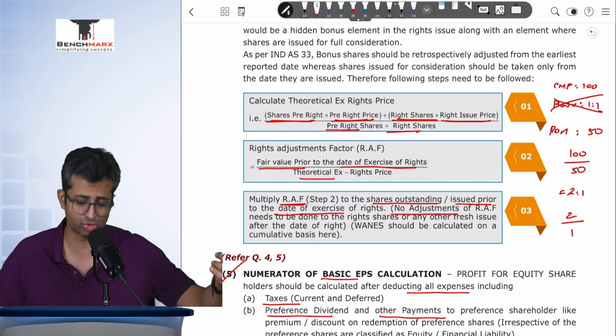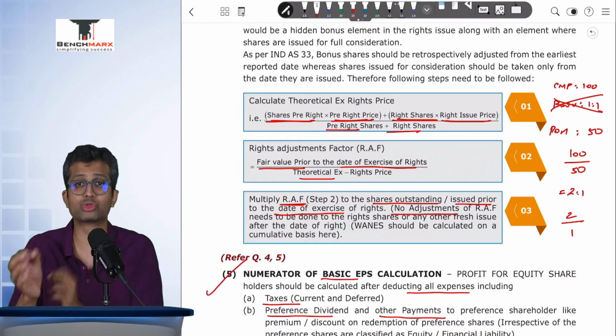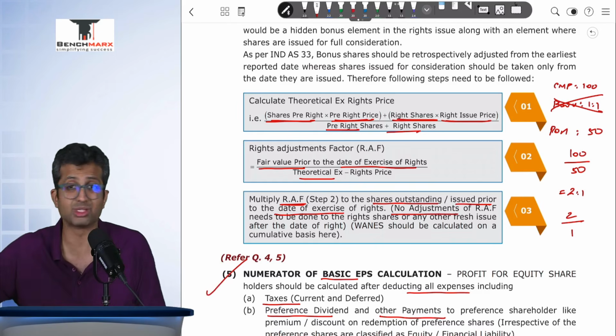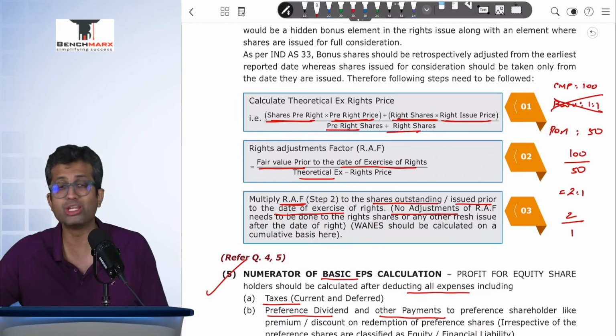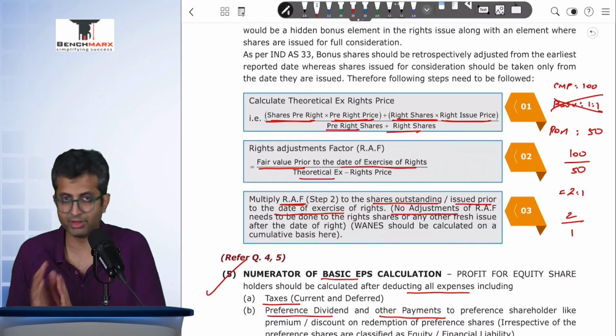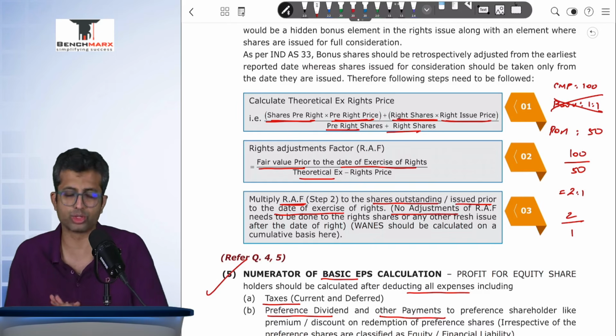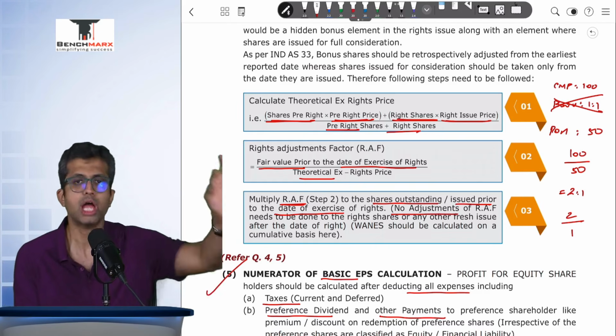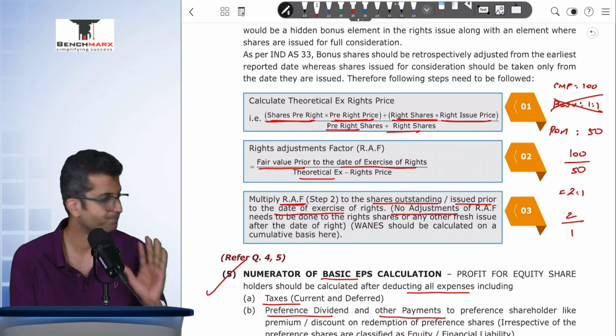Remember, even for bonus shares, you used to multiply the bonus factor to the shares which were issued and outstanding prior to the date of bonus. After the date of bonus, if there were any shares, then you don't need to multiply, because on those you don't get these bonus shares. In a similar way, if the rights was on 1st March, then to all the shares which are issued and outstanding prior to 1st March, you will multiply the rights adjustment factor.